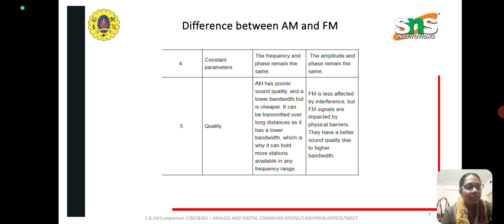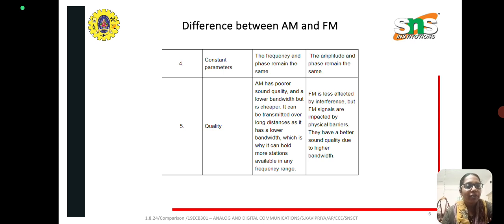There will be a change in the amplitude in AM, and a change in the frequency of the carrier wave in FM. As far as quality is concerned, AM has poorer sound quality and a lower bandwidth, but it is cheaper. It can be transmitted over a long distance as it has a lower bandwidth, which is why we can hold more stations in any frequency range.